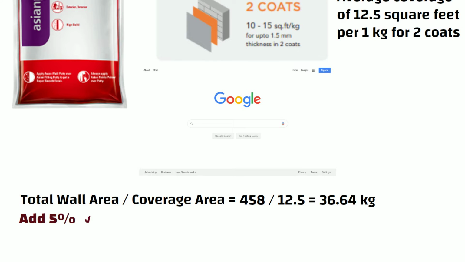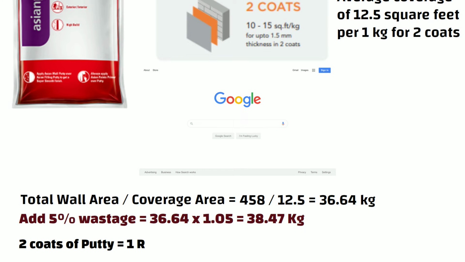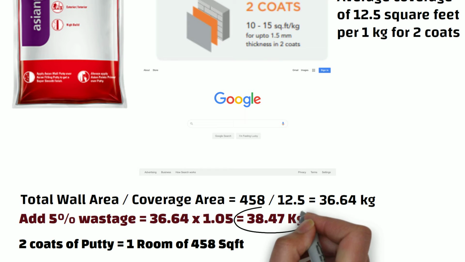Now add 5% wastage in this. 36.64 into 1.05, that is 38.47 kg. So we can say for applying 2 coats of putty in one room, that is 458 square feet, 38.47 kg of putty shall be required.